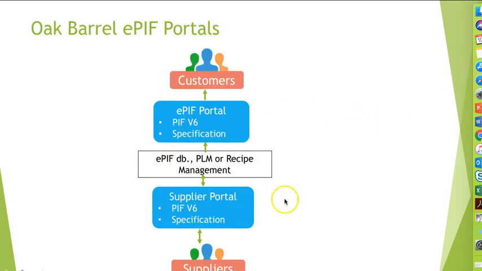So kind of how it works, there's a central data store you may have. We've got our database, but you may have a PLM system, a recipe management system. The idea is that the information can be integrated into the portal, can create version 6 PIFs, or things like specifications, or even manage documents that you may have to send to your customers, your letter of guarantee, your letter of insurance. The customer gets an email.